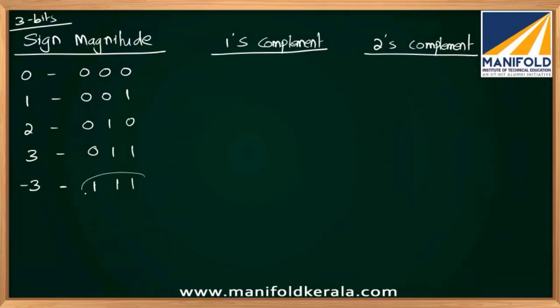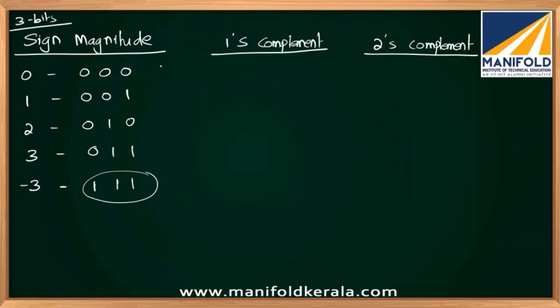Yeah, 111 looks like seven in unsigned numbers. If you don't want to represent negative numbers, then 111 in binary will represent seven. It is unsigned, so when you are dealing with unsigned numbers, 111 actually represents seven only. It is binary seven. But this is a representation scheme.